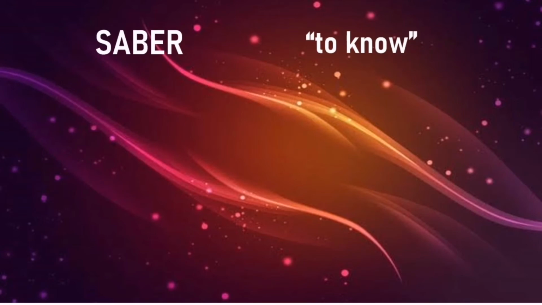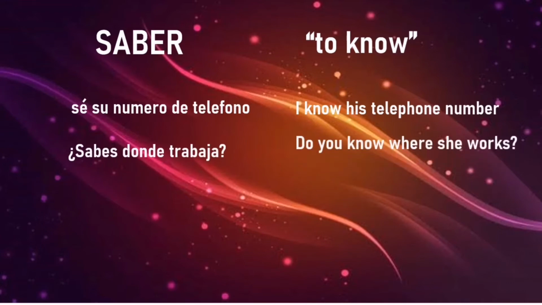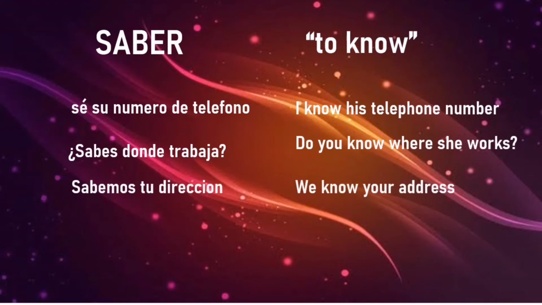Here are the examples of saber, which means to know. Sé su número de teléfono. I know his telephone number. ¿Sabes dónde trabaja? Do you know where she works? Sabemos tu dirección. We know your address. As you can see, I did not indicate the pronoun because when you conjugate the verb, it already represents whom you are referring to.